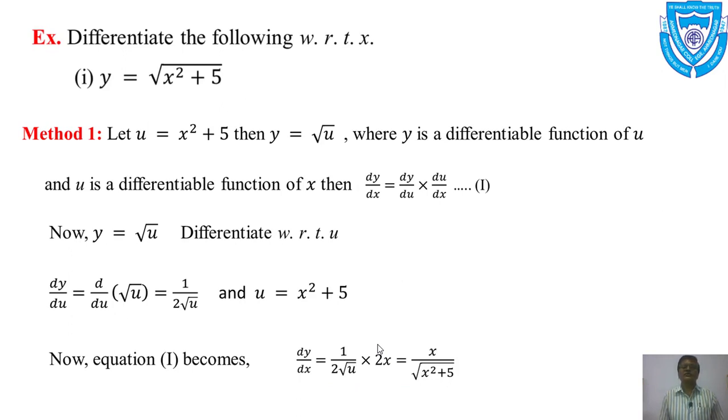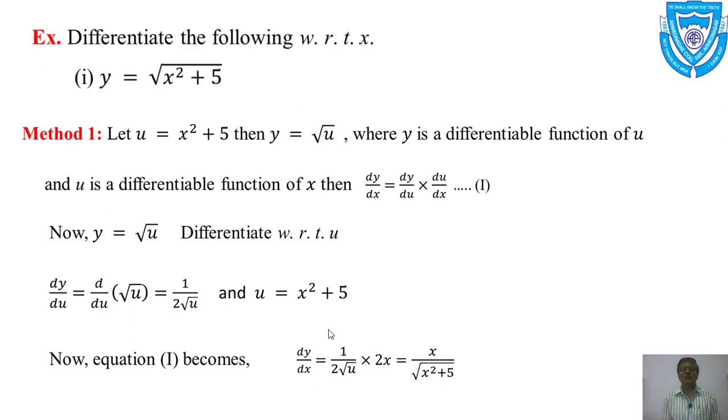Differentiate the following with respect to x. y is equal to root x square plus 5. We have to find the derivative of the square root of x square plus 5. Now here I will give you two methods. In the first method we denote the expression under the radical sign, x square plus 5, by u. So we write y is equal to root u. Here y is a differentiable function of u and u is a differentiable function of x. Then we have the rule dy by dx is equal to dy by du into du by dx.